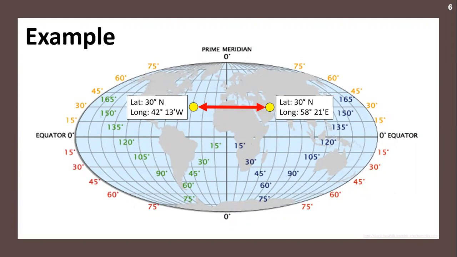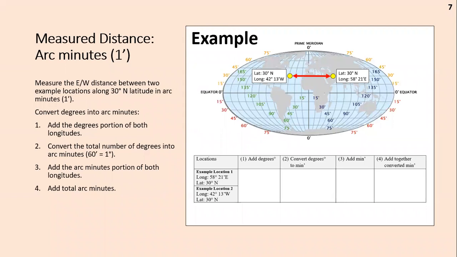The longitude at each location is provided in degrees and minutes. So let's begin by calculating the distance in arc minutes. In this example, you'll learn how to add together 2 coordinates of longitude listed in degree minutes and convert into arc minutes for a total distance between locations. To measure east-west distance in arc minutes between these 2 example locations, we'll need to begin by converting the degrees portion of the longitude into arc minutes.